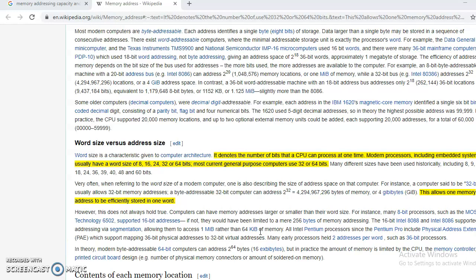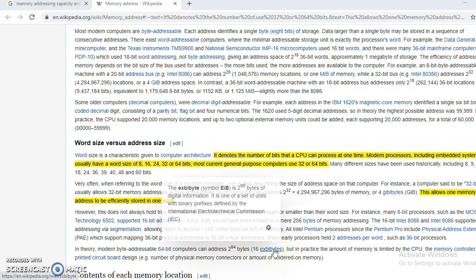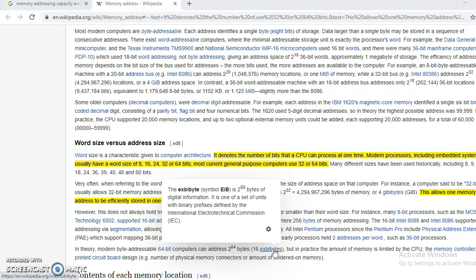In theory, modern byte addressable 64-bit computers can address 2 power 64 bytes. This means 16 exabytes, but in practice, the amount of memory is limited by the CPU, the memory controller, or the printed circuit board design, for example the number of physical memory connections. So the number of bits decides the addressing capacity.